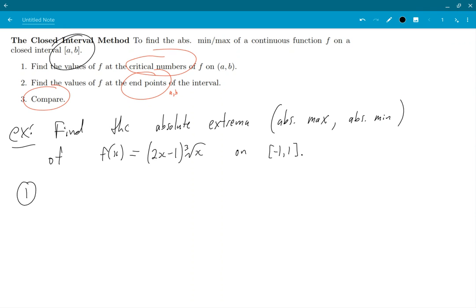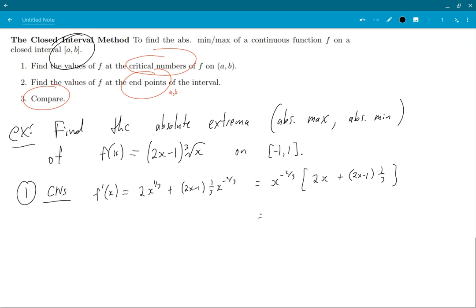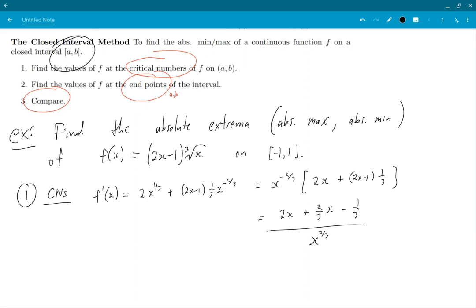Okay, so 1. Find the values of f at the critical numbers, cn's. So I have to take a derivative. F prime of x is 2 x to the 1/3 plus 2x minus 1. What's that? 1/3 x to the minus 2/3. So what am I going to factor out? I'm going to factor out x to the minus 2/3. What do I get? 2x plus 2x minus 1 times a third. And I get on top 2x plus 2/3 x minus a third, all divided by x to the 2/3.